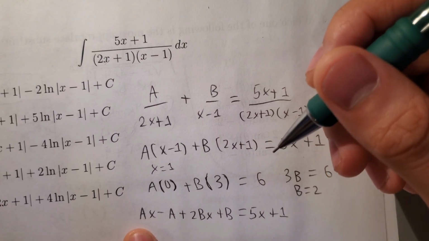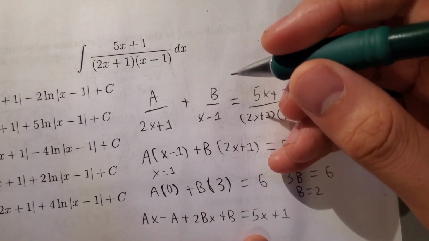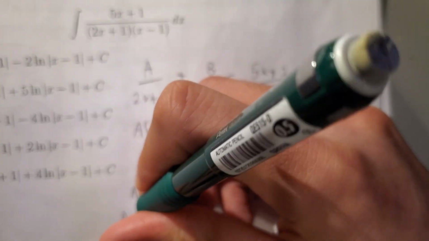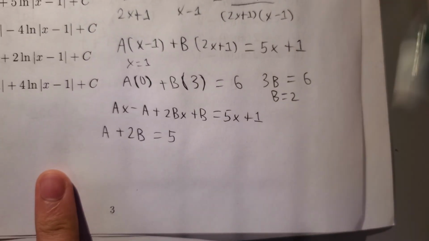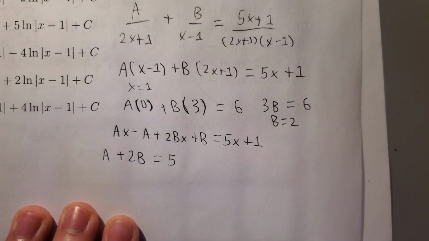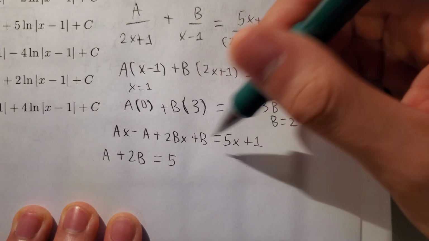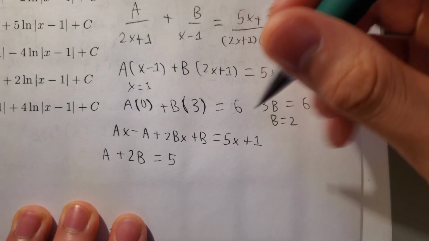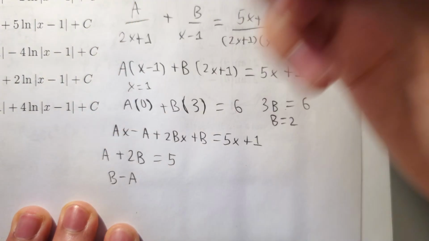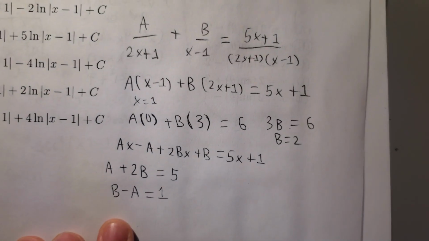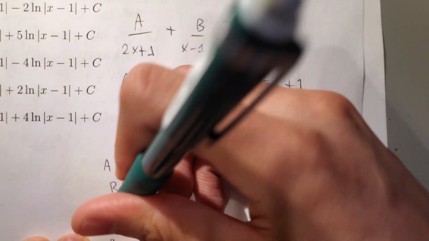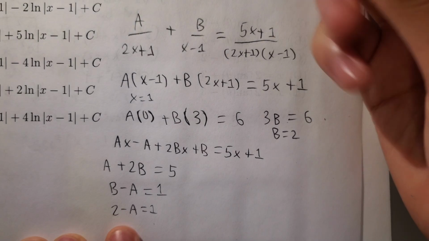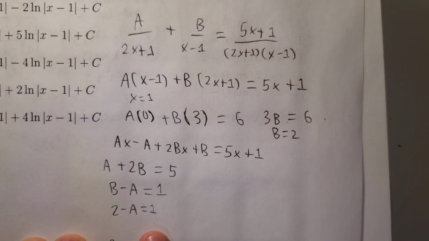And then from there, it's finding the like terms and coming up with equations that relate them. So we have an ax term and a bx term, as well as a 5x term here. So we can say that a plus 2b is equal to 5. And then we can also combine some other like terms. So we have negative a here and b here, and have that equal to 1. And so you'd have b minus a is equal to 1. And then from here, since we know what b is, we can just plug in 2 here. So 2 minus a equals 1. And so a would end up being equal to 1.